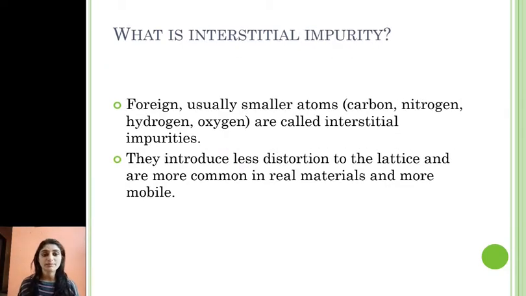Now, what is an interstitial impurity? Suppose दो atoms के बीच में, if there is a crystal and suppose there is an additional atom, interstitial, यानी एक extra atom आ गया. अब वो एक extra atom suppose उसी क्रिस्टल के atom का है, then it is a self-interstitial. Because suppose Zn का crystal है, उसमें copper का एक extra atom आ गया, then in that case it is called an interstitial impurity. Foreign, usually smaller atoms like carbon, nitrogen, hydrogen, oxygen, ऐसा कुछ बीच में आ गया, then this kind of impurity, if it is there, is called an interstitial impurity. They introduce less distortion to the lattice and are more common in real materials and more mobile. So as compared to self-interstitial, interstitial impurity is more common.